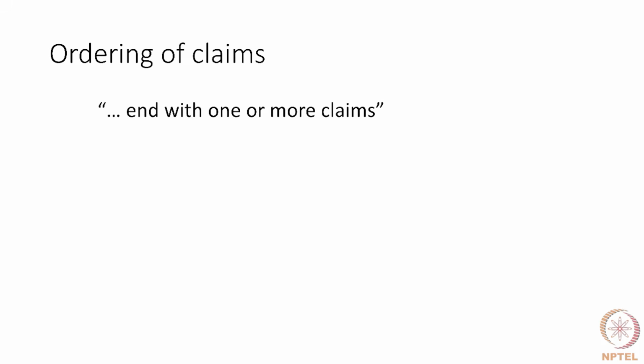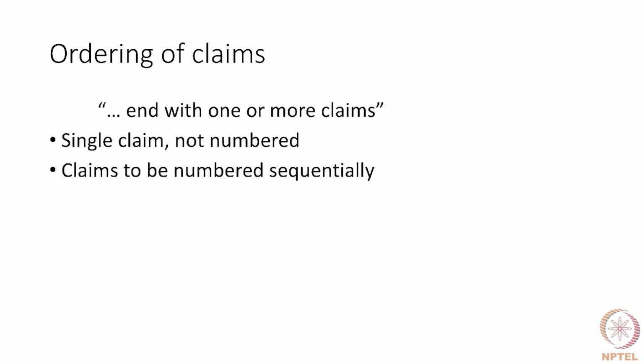Ordering of claims. We had already mentioned that there can be one or more claims. The Act says that the specification shall end with one or more claims. So what do you do if there is more than one claim? If it's a single claim, it is not numbered. But if there is more than one claim, the claims have to be numbered sequentially.